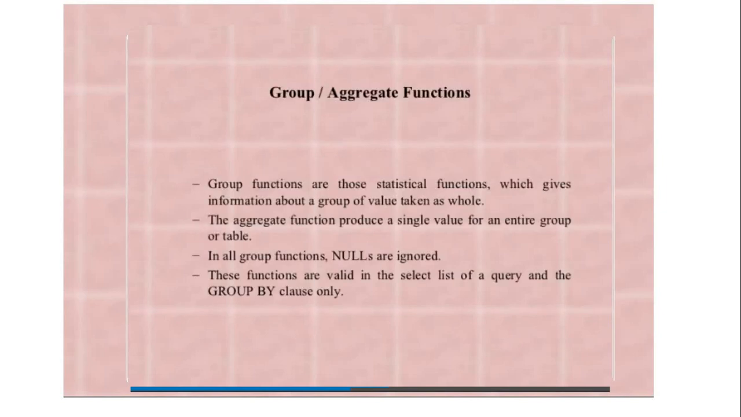So it will be taking the entire column or the values which you have given, depending upon some conditions, as input, and will give a single output as return value. Group functions are those statistical functions which give information about a group of values taken as a whole. The aggregation function produces a single value for the entire group or the table. In all the group functions, nulls are ignored. These functions are valid only in the select list of the query and the group by clause.